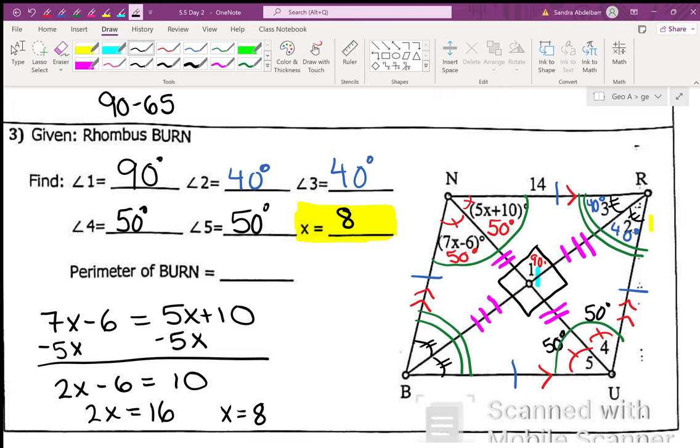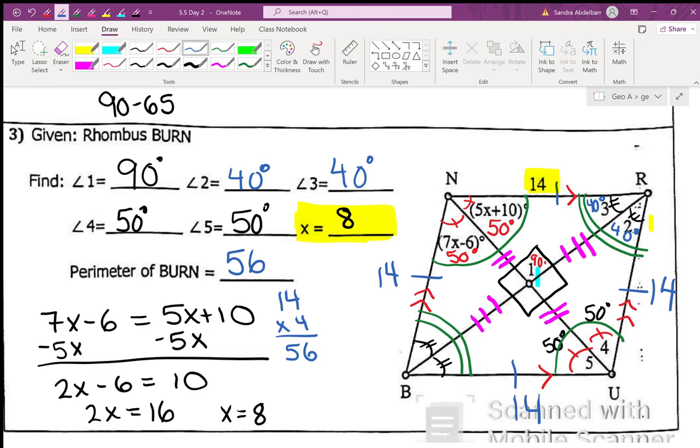When we find the perimeter, don't we have to add all the sides? Well, I have one side is 14. In a rhombus, aren't all sides congruent? So that means every side is 14. So what are we going to do? We're going to do 14 times 4, which is 56 units long.